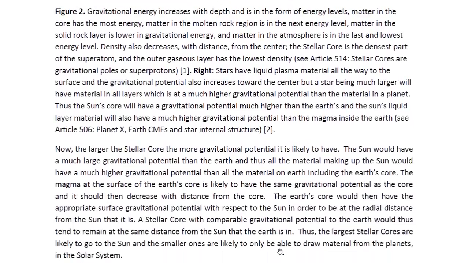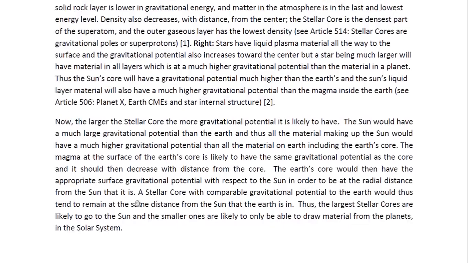So the Earth's core would have a much higher gravitational potential than all the material that would make it up, but the magma at the surface would have the same as the core. And the Earth's core would then have the appropriate surface gravitational potential with respect to the Sun in order to be at the radial distance from the Sun that it is. And the fact that the Earth is quite far from the Sun shows you that the Sun must have a much, much higher gravitational potential than the Earth has, than even the Earth's core has.